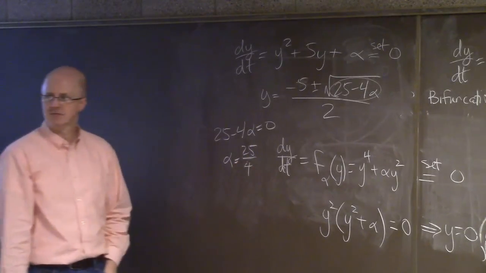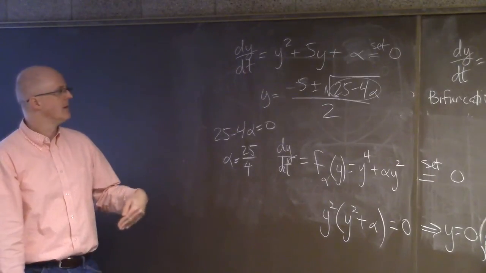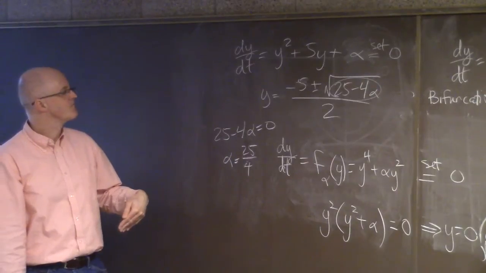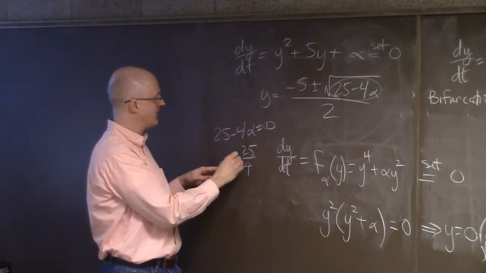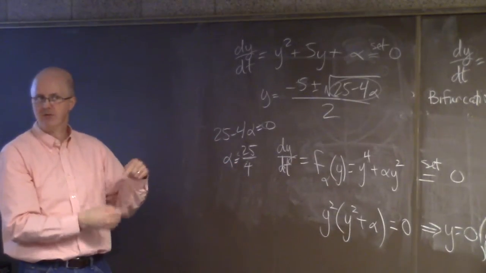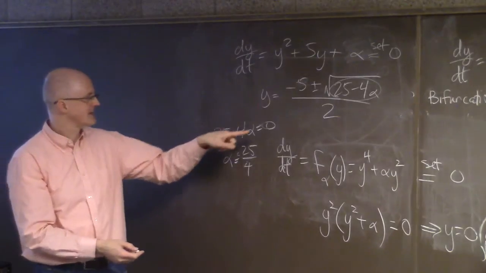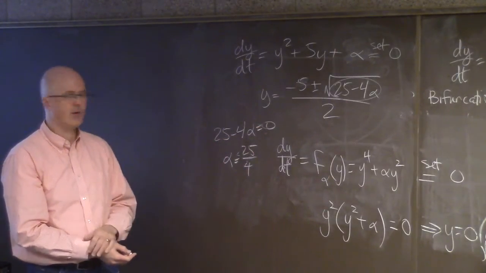So the bifurcation occurs when 25 minus 4 alpha is 0, or alpha is 25 fourths, 6.25. That would be the bifurcation value. When 25 minus 4 alpha is positive, which is equivalent to alpha being less than 25 over 4, then you'd have two equilibrium points, two real. When this is negative, which means alpha is greater than 25 fourths, then you don't have any.